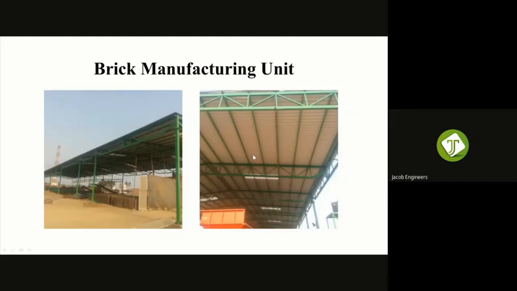And here I can show you the pre-engineered buildings, the steel buildings assembled at our sites by Jacob Engineers. This is a site showing a brick manufacturing unit. Here you can see the truss. We have used tube sections, a tubular bottom chord and a tubular top chord, and for the members also we have smaller tubes. So span-wise, you can see here, it is supported at the edges alone, like a one-way slab. So along the entire run, you don't have any intermediate support.